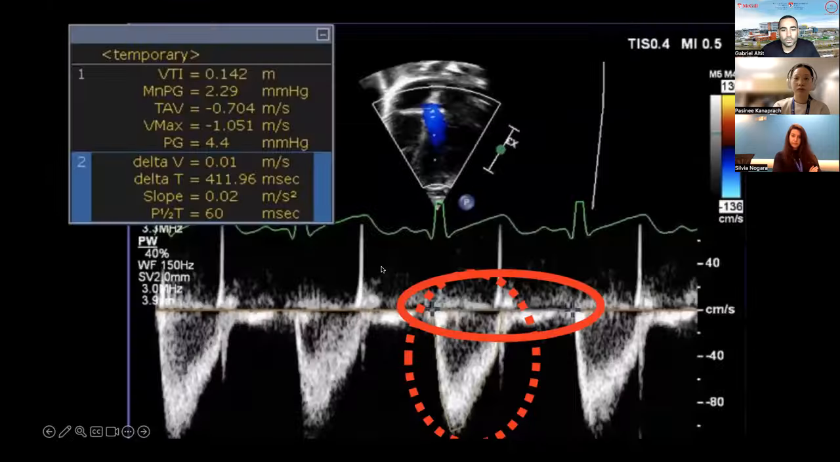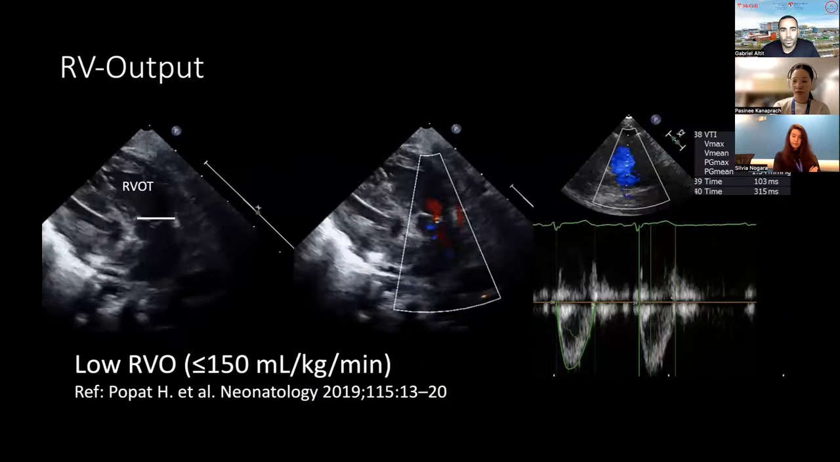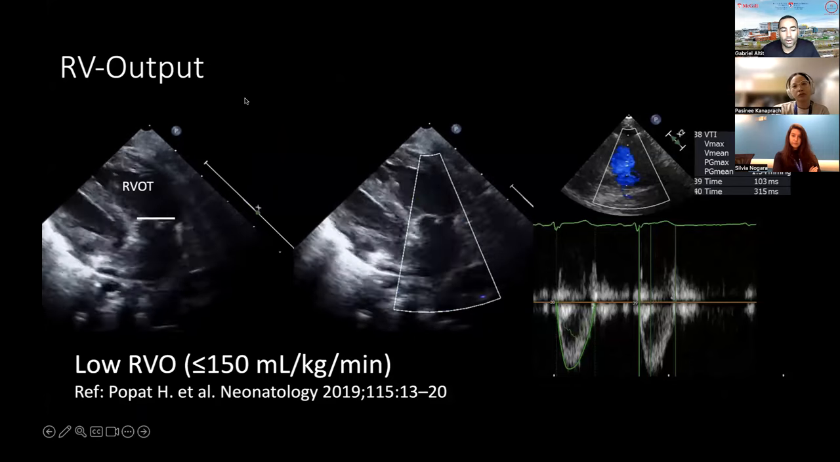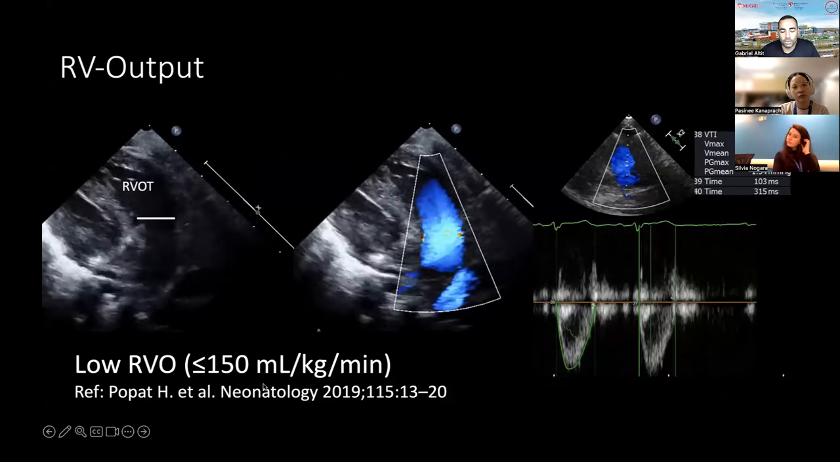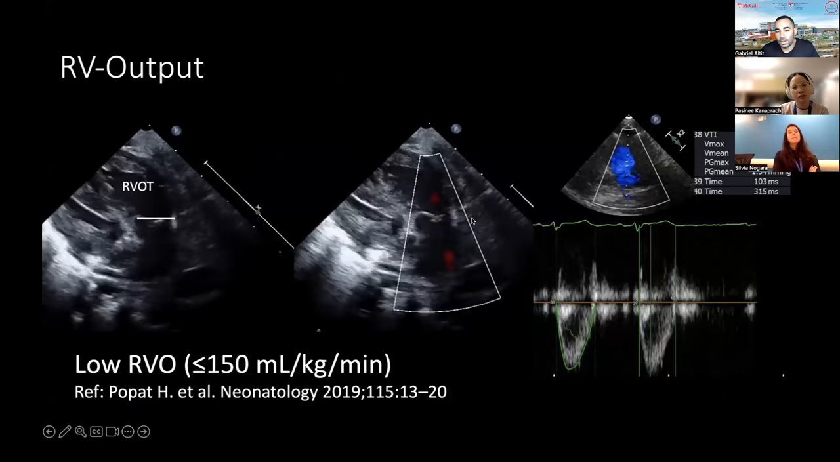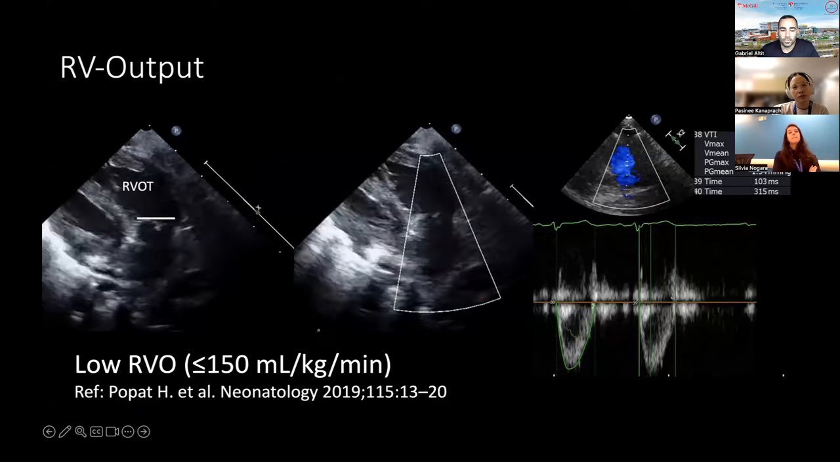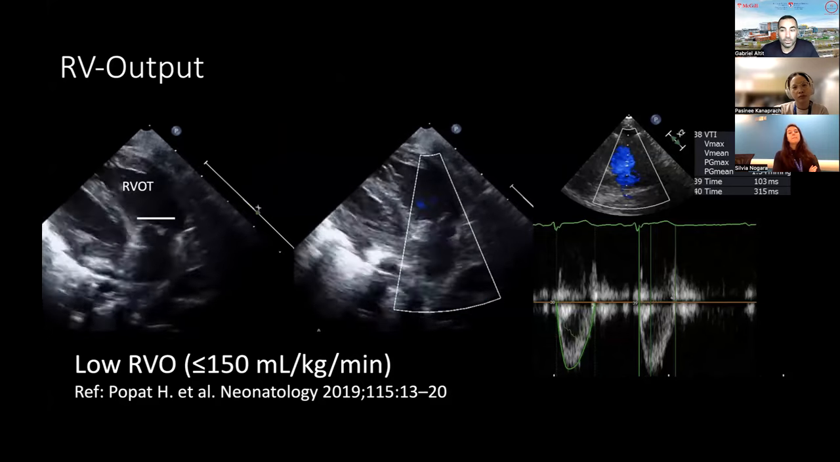Let me go back to my PowerPoint. So we went through this, we went through that. So that's just an example for the RVO. Low RVO is also considered to be low when you're less than 150. So we see that in patients with PPHN, RV dysfunction, they'll get low RVO. Also, a baby with HIE.